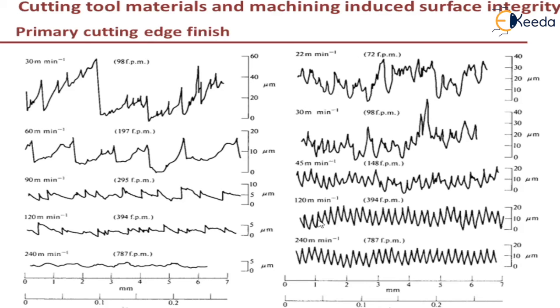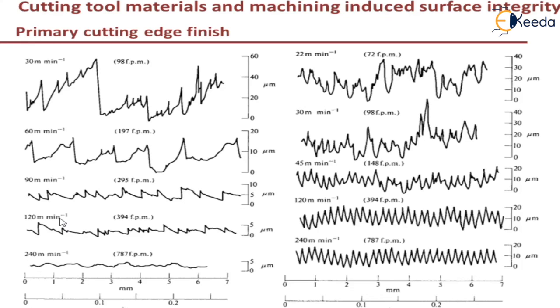As you can see, on the left hand side, the finish produced is more dependent on the cutting speed and the depth of cut. The finish shown is for low speeds, for example 30 meters per minute, 60, 90, 120 and 240 meters per minute. As you increase the cutting speed, the surface finish improves. As you decrease the cutting speed, the surface finish produced by the primary cutting edge worsens.